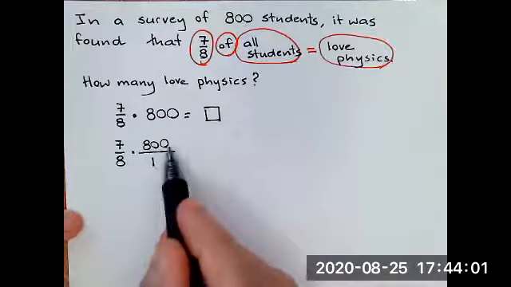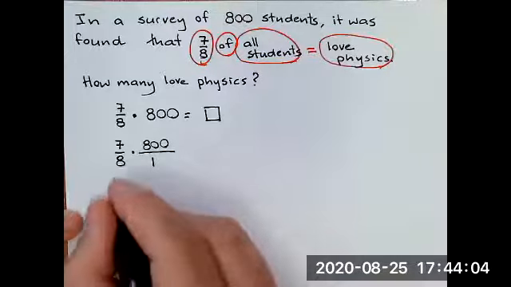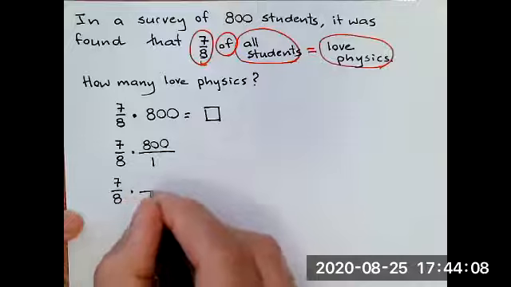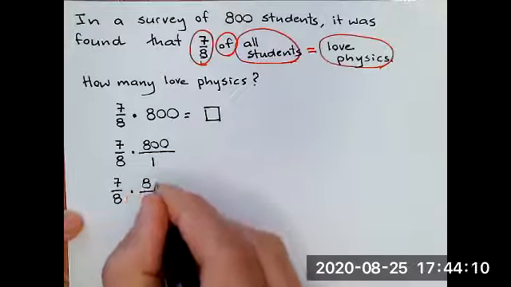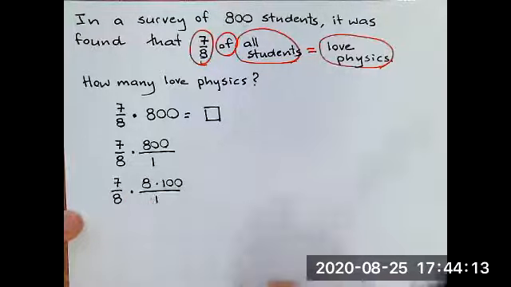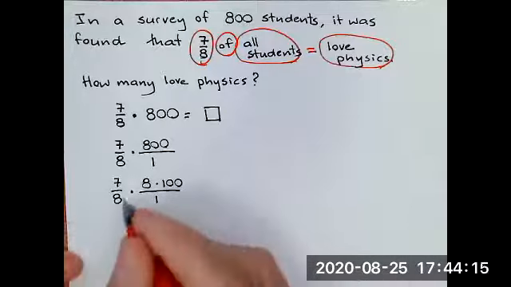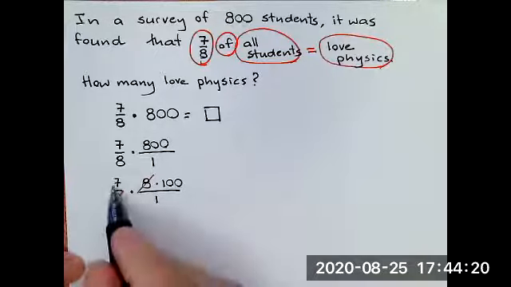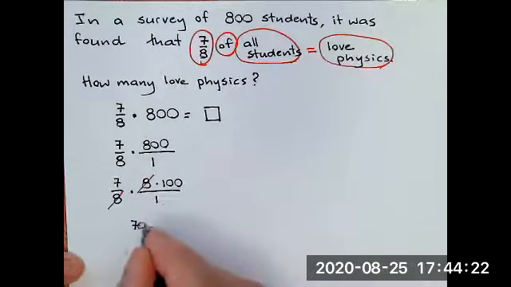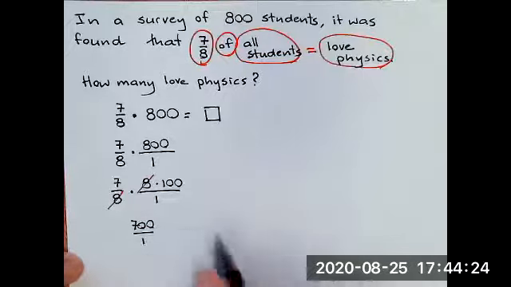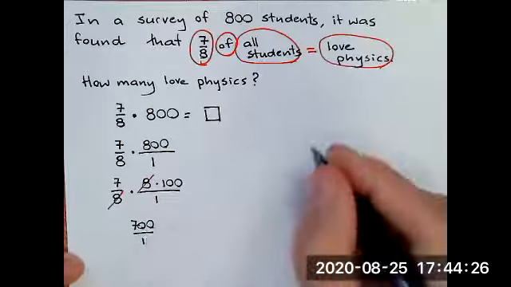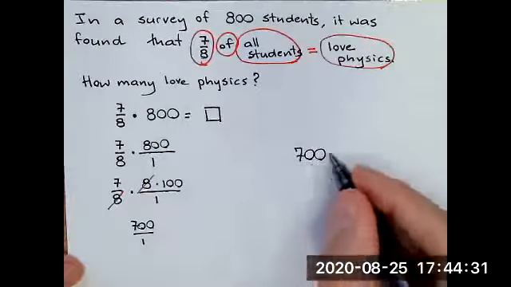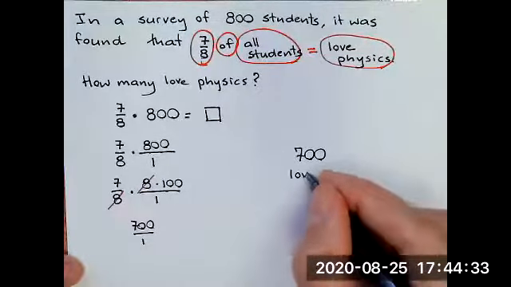And then 8 goes into 800 100 times. We get 8 times 100. And then 8 over 8 equals 1. 7 times 100 is 700. 700 divided by 1 is 700. So 700 of them love physics.